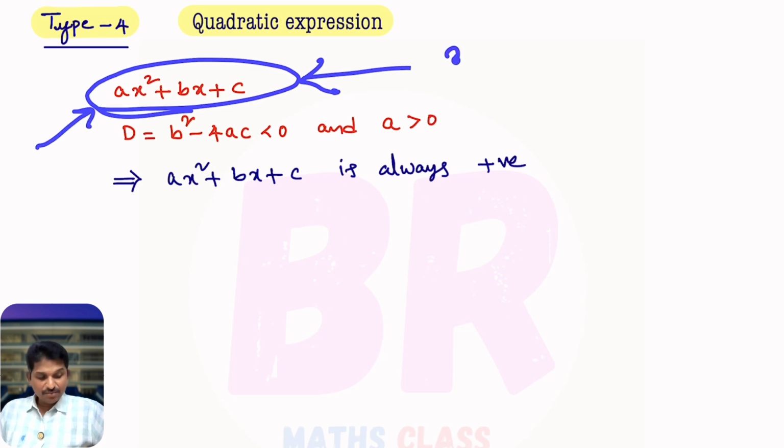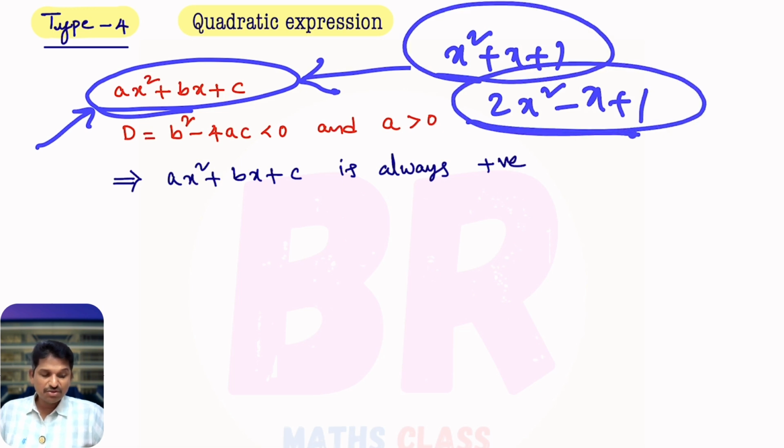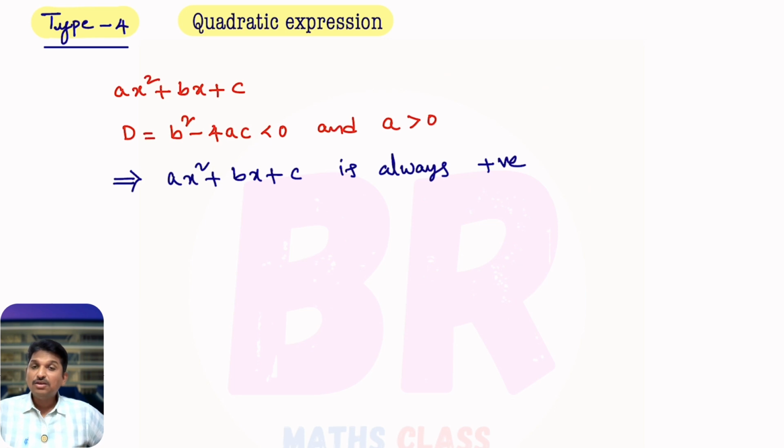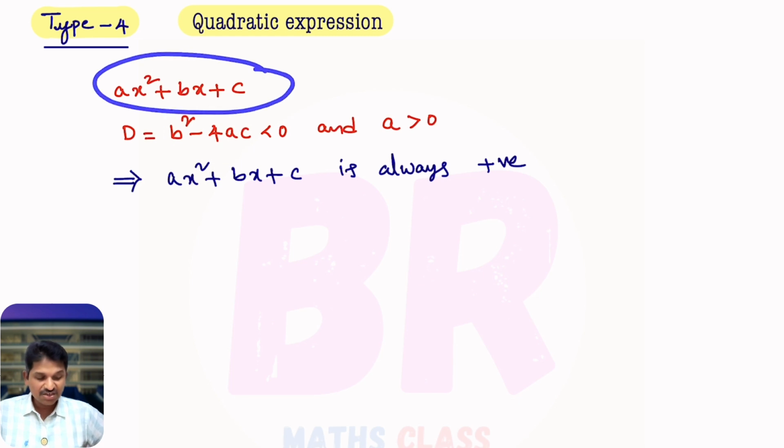So something like this, x square plus x plus 1, 2x square minus x plus 1. This expression can be positive, this expression can be negative, depending upon the x values, correct? If you identified that discriminant is less than 0 and a is greater than 0, then this quadratic expression is always positive. I'll explain this graphically also, but I'll take one example to discuss this.